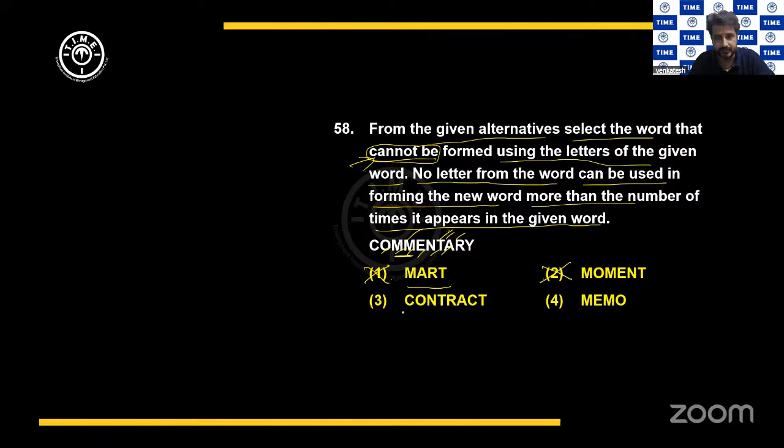Contract. C-O-N. We have C-O-N? Yes. T-R-A. Again C. But C is there only one time. So this cannot be formed. Choice 3 cannot be formed. So contract is our answer, which cannot be formed, since C appears two times in the required word, but in the given word, C is there only one time. Right. Let's see the next question.